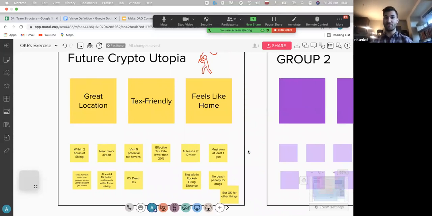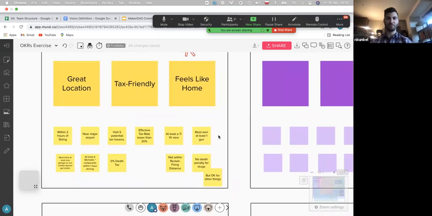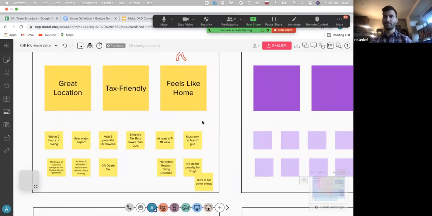And then the last one is feels like home, right? So you probably want a view, like at least a 7 out of 10 view. Must own at least 1 gun. Okay. Not within rocket firing distance. Very important. So a place like Cyprus is not appropriate because you can be fired on from Damascus and a couple other places. And you probably don't want to have a death penalty for drugs. So, no Singapore, no China, none of that. But someone was very adamant that death penalty is okay, just not for drugs. Yep. Awesome.